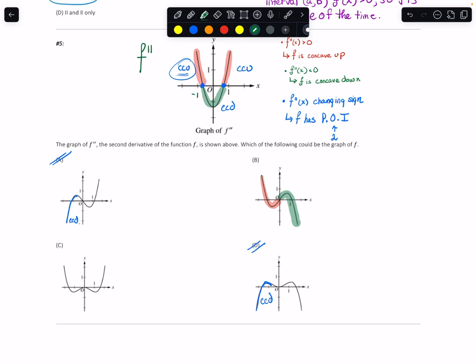It's supposed to go from concave up to concave down, then to concave up. That did not happen here. It only goes from concave up to concave down. This is out. It's got to be C.